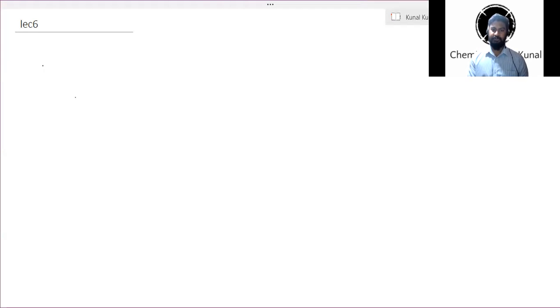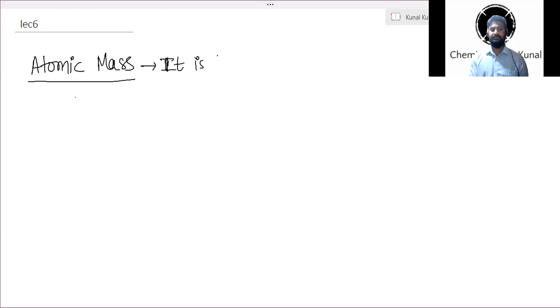The topic that we're going to cover today is atomic mass. It's a very interesting topic and it has a lot of basic concepts involved. So let's begin with atomic mass. Okay, what exactly is atomic mass? See, in simple terms, atomic mass is nothing but the mass of an atom. That's it. It is the mass of an atom. Now tell me, what do we have in an atom?